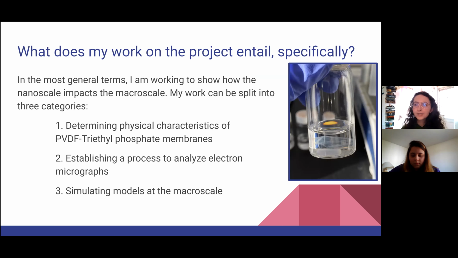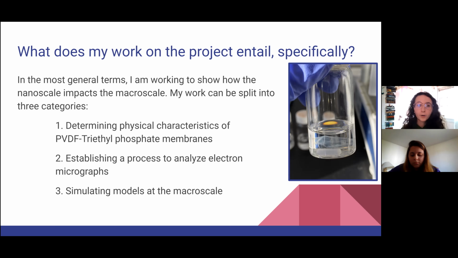So what does my work on the project really entail? As it turns out, it entails a lot. Due to the COVID-19 pandemic, my work has had to adapt several times over the years, which has made it a bit difficult to explain all of my work with a single overarching hypothesis. But the general aim has remained the same. I have been working to establish some key relationships between the actual structure of the membranes and how they behave on the macro scale. I have endeavored to achieve this aim in the following ways.